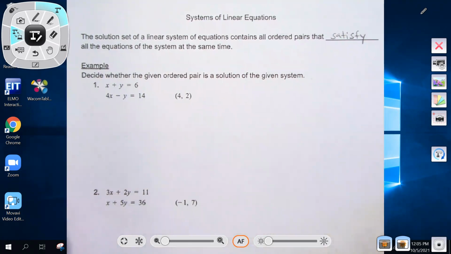You weren't meant to guess it. How do you satisfy math?